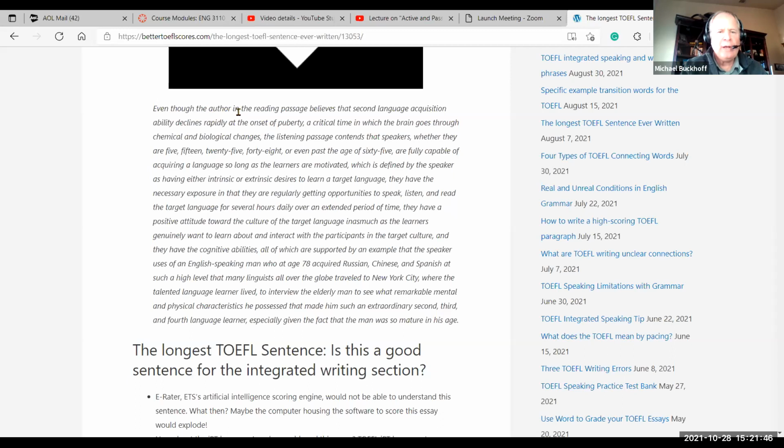Even though the author in the reading passage believes that second language acquisition ability declines rapidly at the onset of puberty, a critical time in which the brain goes through chemical and biological changes, the listening passage contends that speakers, whether they are 5, 15, 25, 48, or even past the age of 65, are fully capable of acquiring a language so long as the learners are motivated, which is defined by the speaker as having either intrinsic or extrinsic desires to learn a target language.